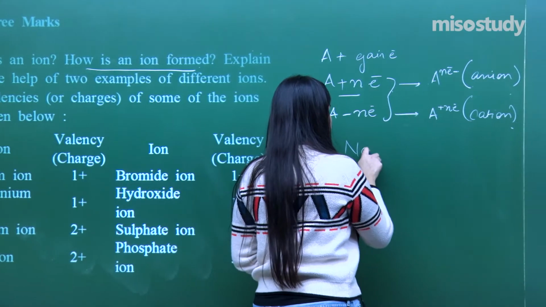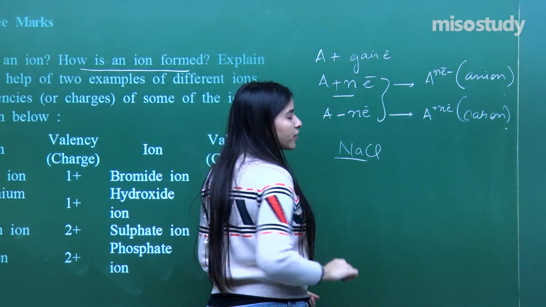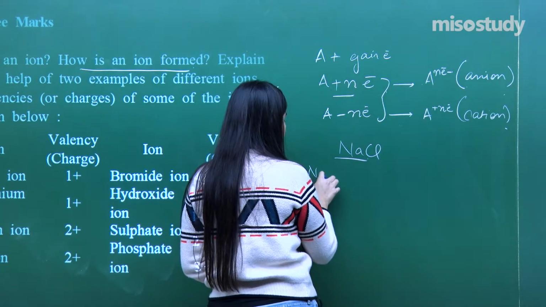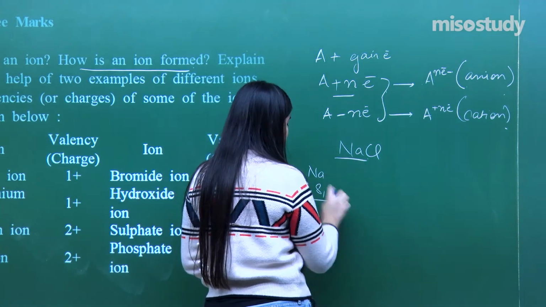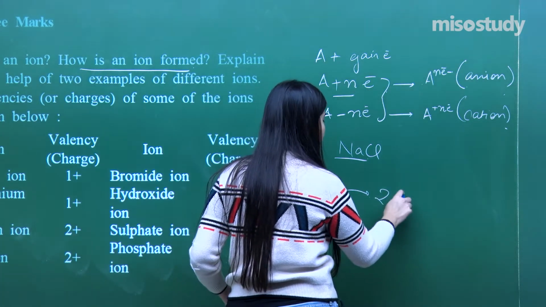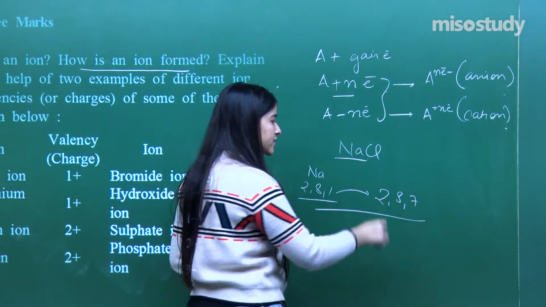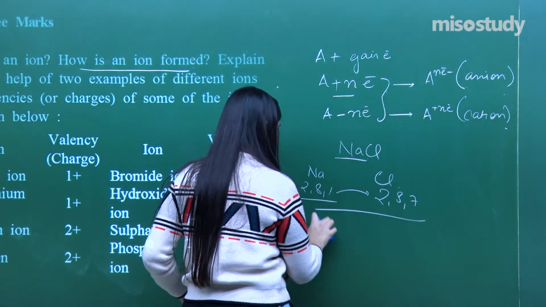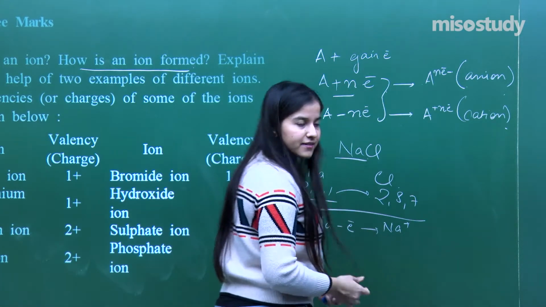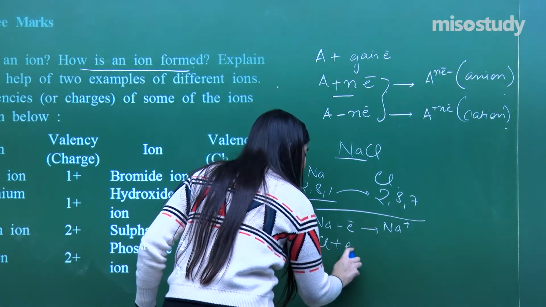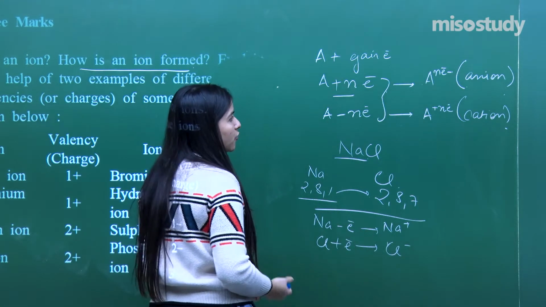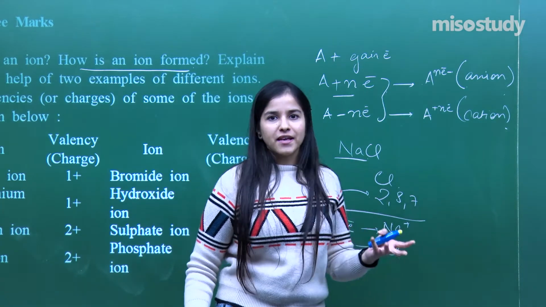See, in NaCl, sodium, does it gain 1 electron or lose 1 electron? It loses 1 electron. It has 2, 8, 1 as the electronic configuration, so it needs to lose 1. Chlorine has 2, 8, 7. Both need to complete their octets. So Na will lose, generating a cation, whereas Cl will gain, generating an anion. That is how you need to give an idea through an example.